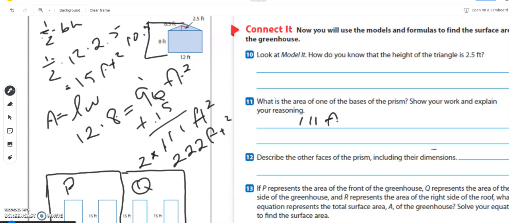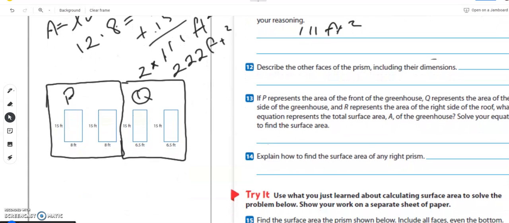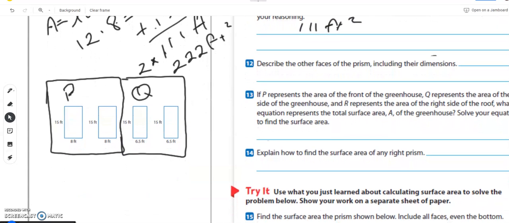For both bases. If we describe other faces of the prism, including the direction and the dimensions, let's scroll up a little bit. There's two pairs of rectangles: two that are 15 feet by 8 feet, and two that are 15 by 6.5.